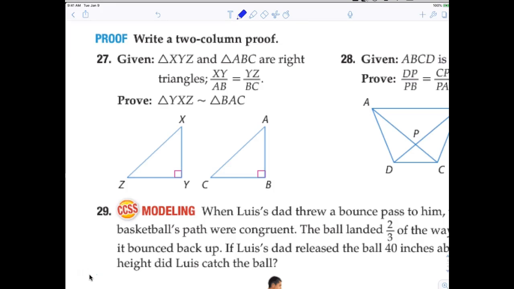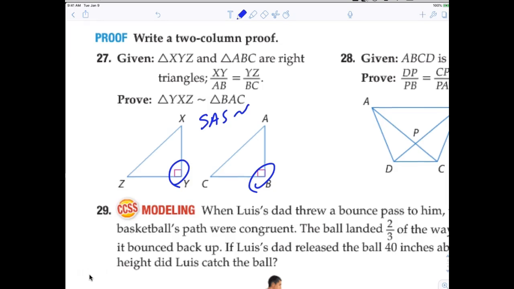So how do we know those triangles are similar now? Yeah, it's just side angle side similarity. Yeah, that's what I was thinking. So let's just do side angle side similarity. I guess you would have to say that all right angles are congruent, and then you're just using side angle side similarity.